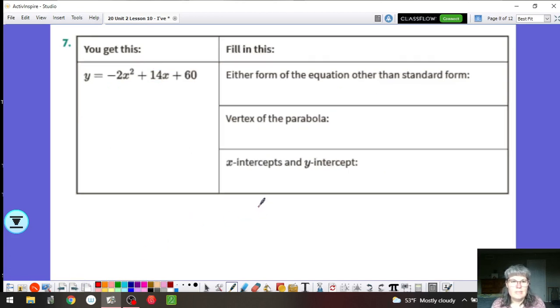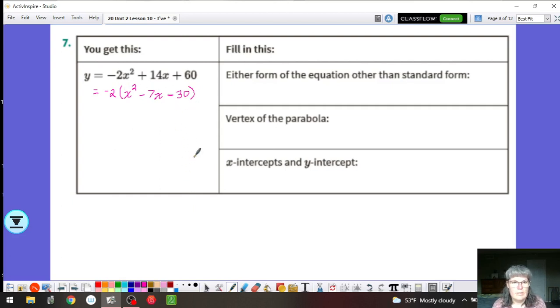In example 7, we have a leading coefficient of -2. So because again we're looking for vertex, x-intercepts, and y-intercept, let's see if we can factor this by first factoring out a -2. So that's that distributive property backwards. That gives us an x squared minus 7x minus 30. And let's see if we can factor this.